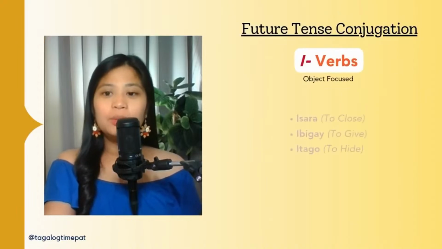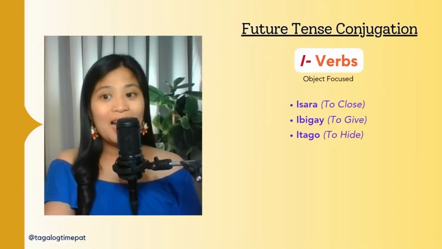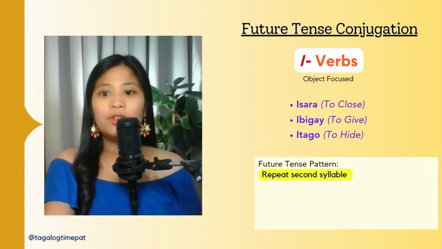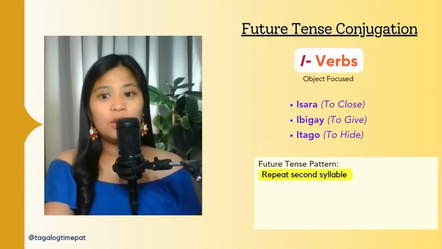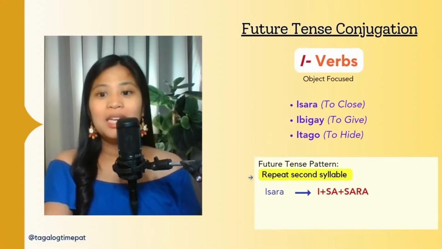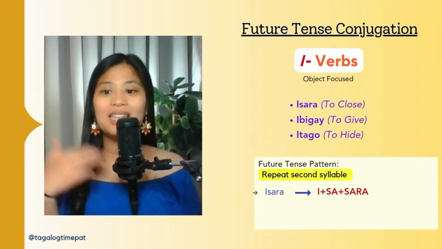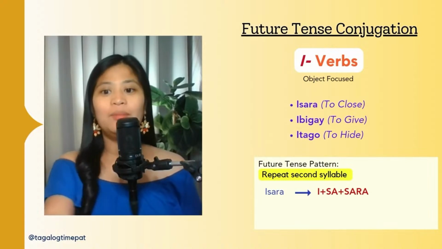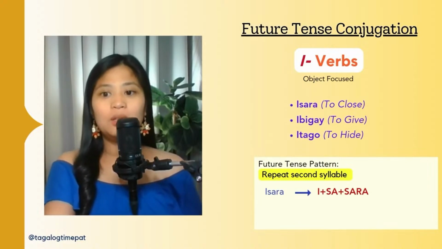Lastly, i-verbs. Some examples are isara, to close, ibigay, to give, itago, to hide. Now, for the future tense conjugation of i-verbs, you would just repeat the second syllable. Isara, to close, becomes isasara. Isasara ko yung pinto. I will close the door. Isasara. You just repeat the second syllable.